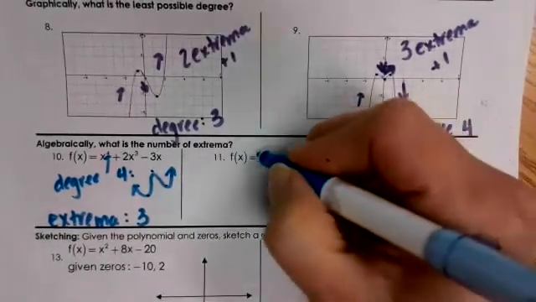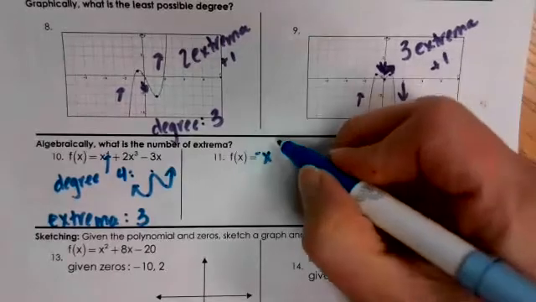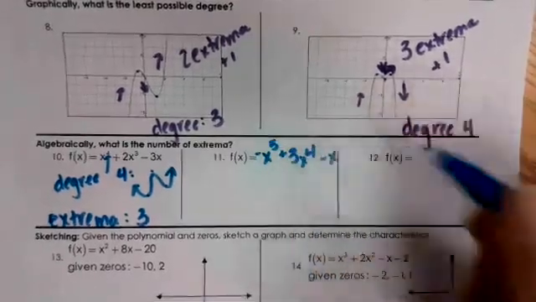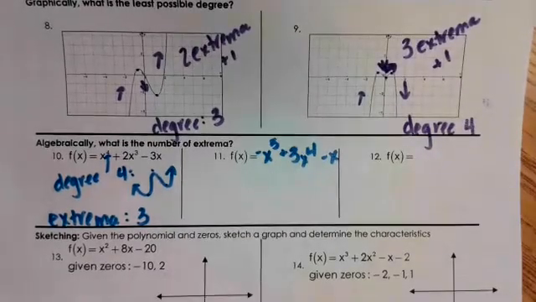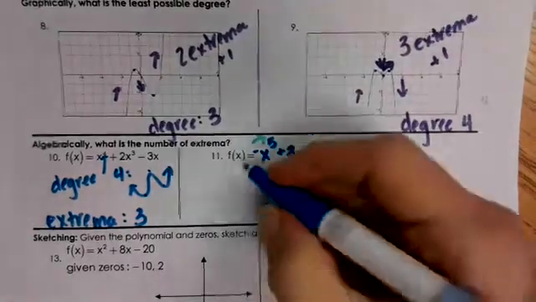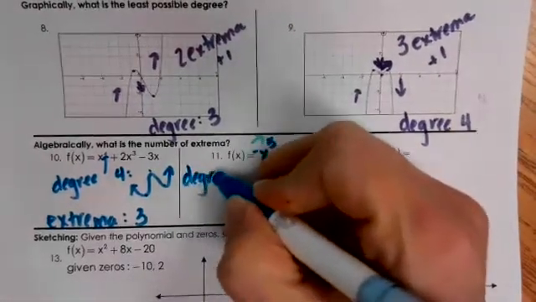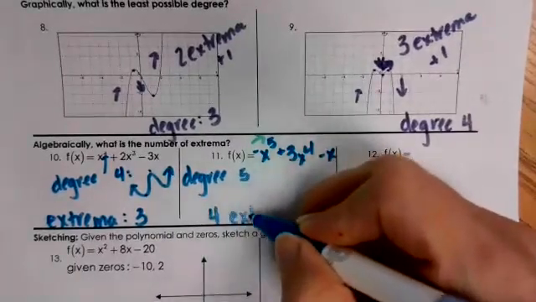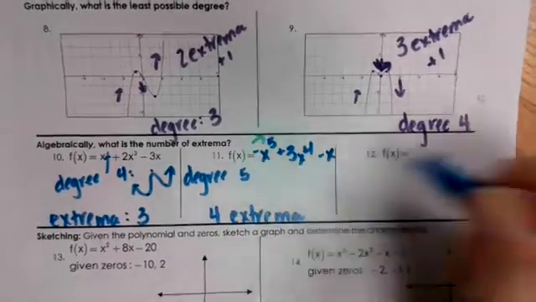For number 11, we'll look at the function negative x to the 5th plus 3x to the 4th minus x. It's all about that degree. So I have degree 5. So there will be 4 extrema on this graph.